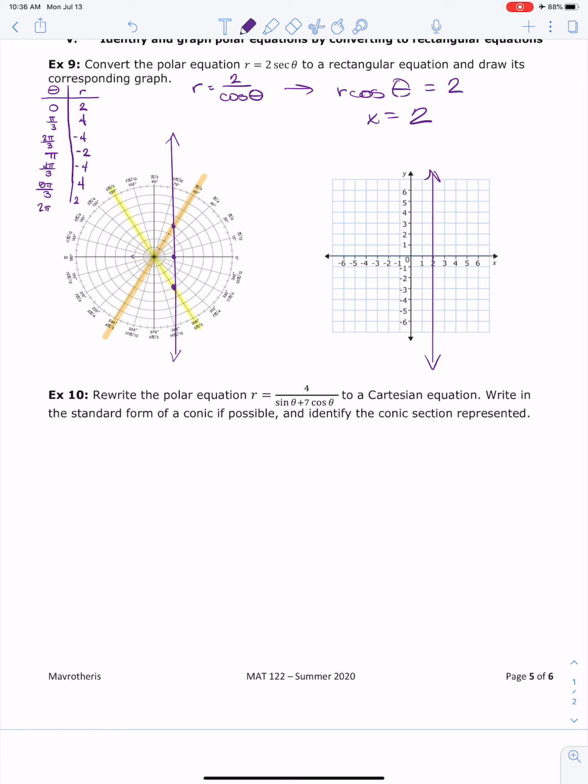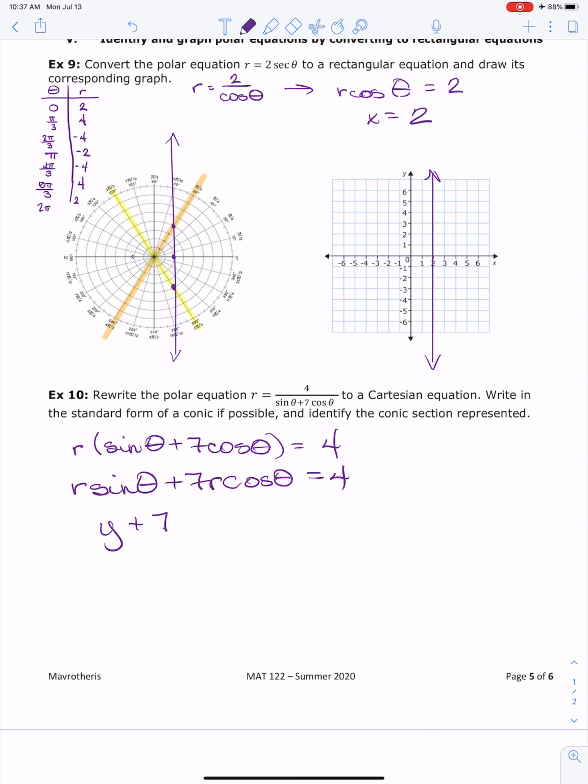First thing I'm going to do here, though, is multiply both sides by that sine theta plus 7 cosine theta. I definitely want to get that out of the denominator. That gives me r sine theta plus 7r cosine theta, which is y plus 7x equals 4. Y equals negative 7x plus 4, and this is the equation of a line. There's the standard form of a line in that y equals mx plus b form.